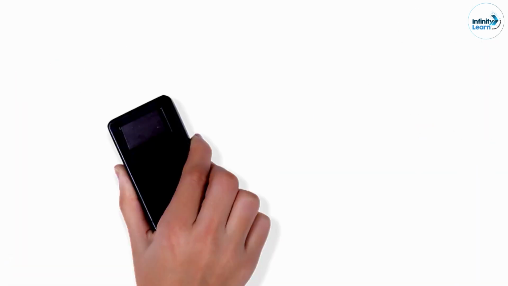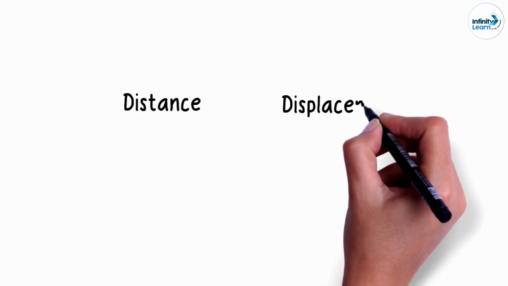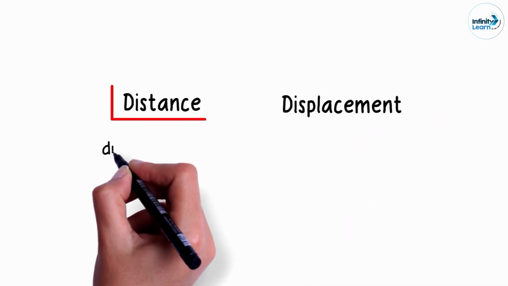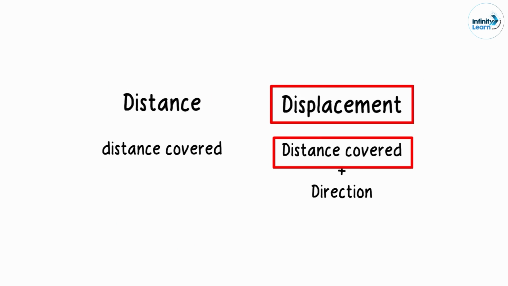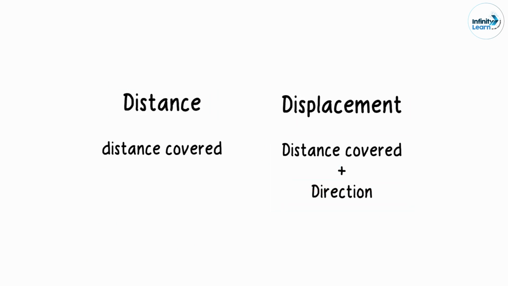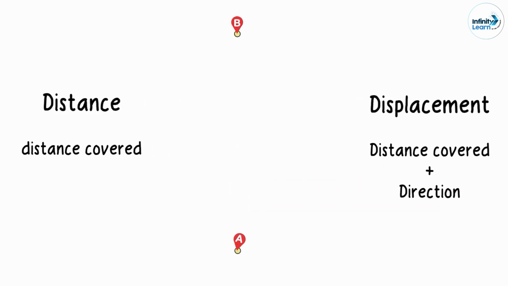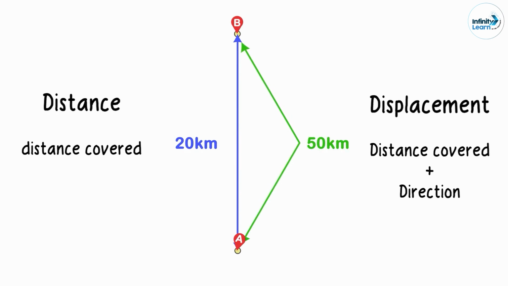Do you remember the difference between distance and displacement? Distance just tells us the distance covered, but displacement is distance with direction. Say the distance between towns A and B is 20 kilometers. So if we take a 50-kilometer route from point A to B like this, then the distance covered is 50 kilometers and the displacement is 20 kilometers north of point A. So speed does not tell us the direction.